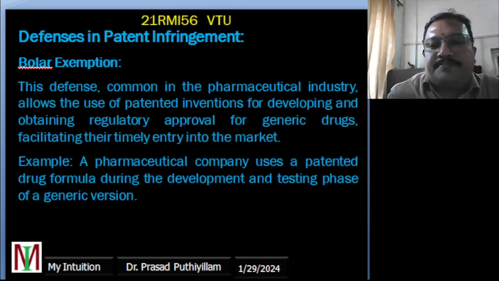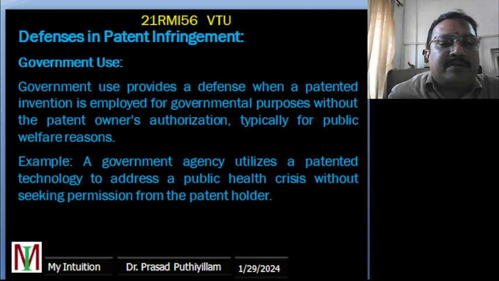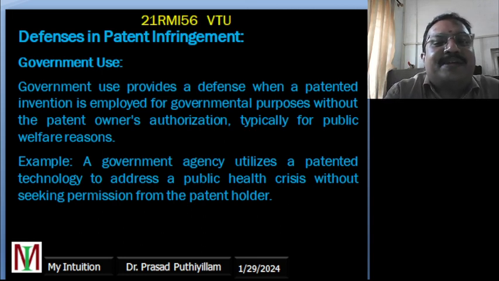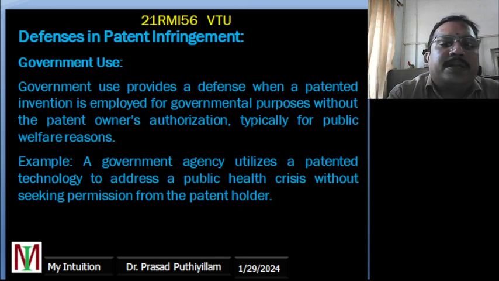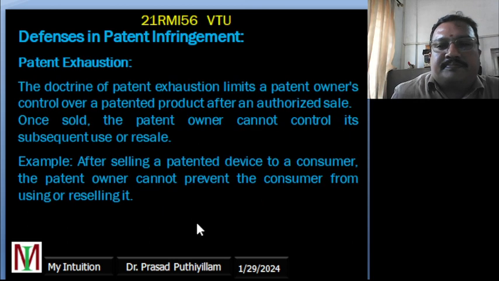Then government use. A government can use a patent without asking. Government use provides a defense when a patented invention is employed for a governmental purpose without the patent owner's authorization, typically for public welfare reasons. A government agency utilizing a patented technology to address a public health crisis without seeking permission from the patent holder is an example given. So not much explanation is needed for that.